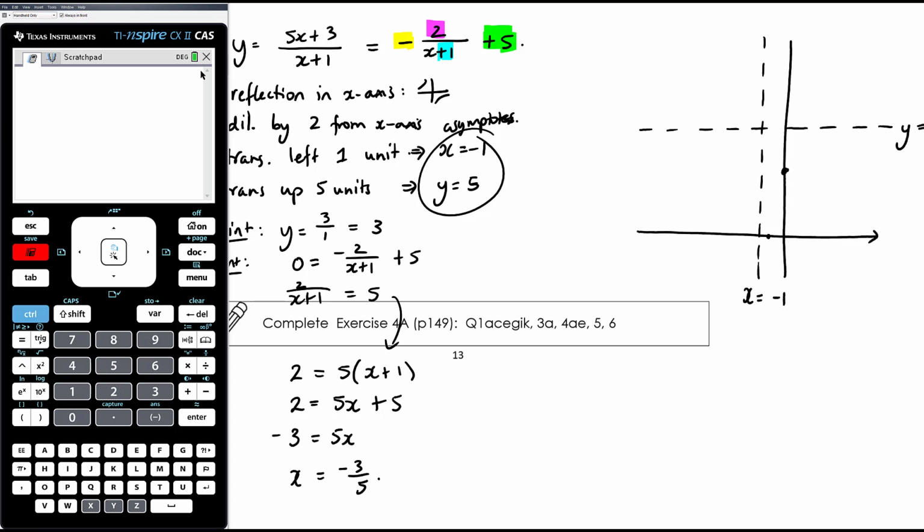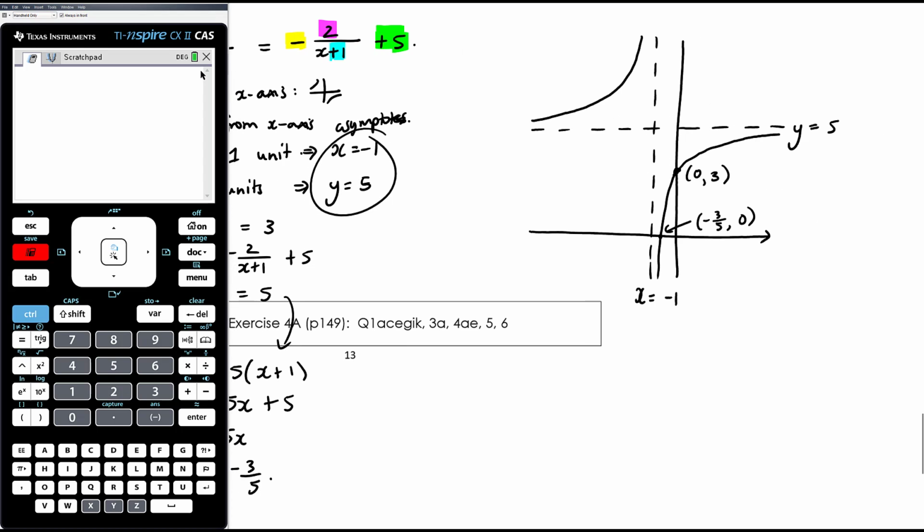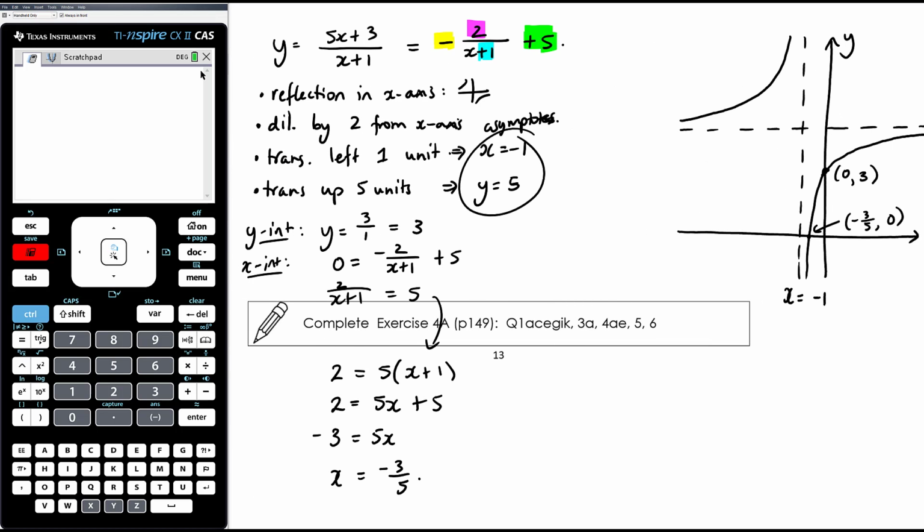Okay, so we want to draw in our graph. We've got 0, 3 for our y-intercept. We've got negative 3/5, 0 for our x-intercept. And then don't forget the other part of the hyperbola. You could calculate a point up there if you wanted. X-axis, y-axis, asymptotes labelled with equations, and all axis intercepts are labelled.